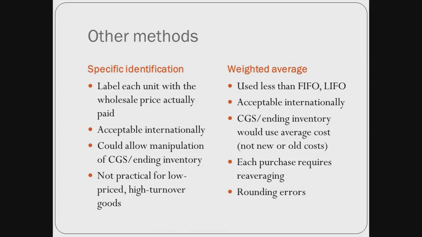Other methods we can use: weighted average, though not used as highly as LIFO and FIFO, is acceptable with U.S. and international rules. The nice thing with it is the cost of goods sold in the income statement and the ending inventory in the balance sheet will use the same unit costs. So we don't have the high and the low, or the old or the new. It's a blend of the costs. The disadvantage with this method is every time new units are purchased, it usually requires that you re-average and recalculate the average unit cost. So there are sometimes rounding errors. You may have to carry your unit price out four or five places.